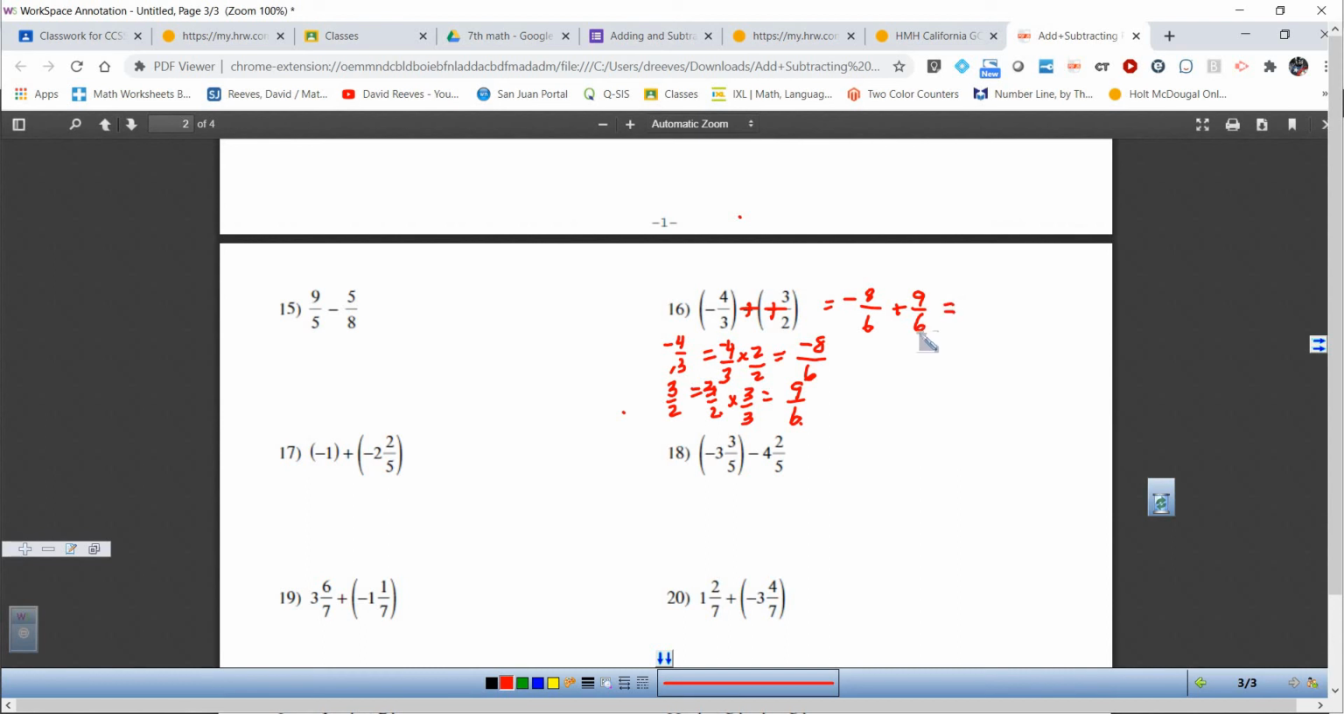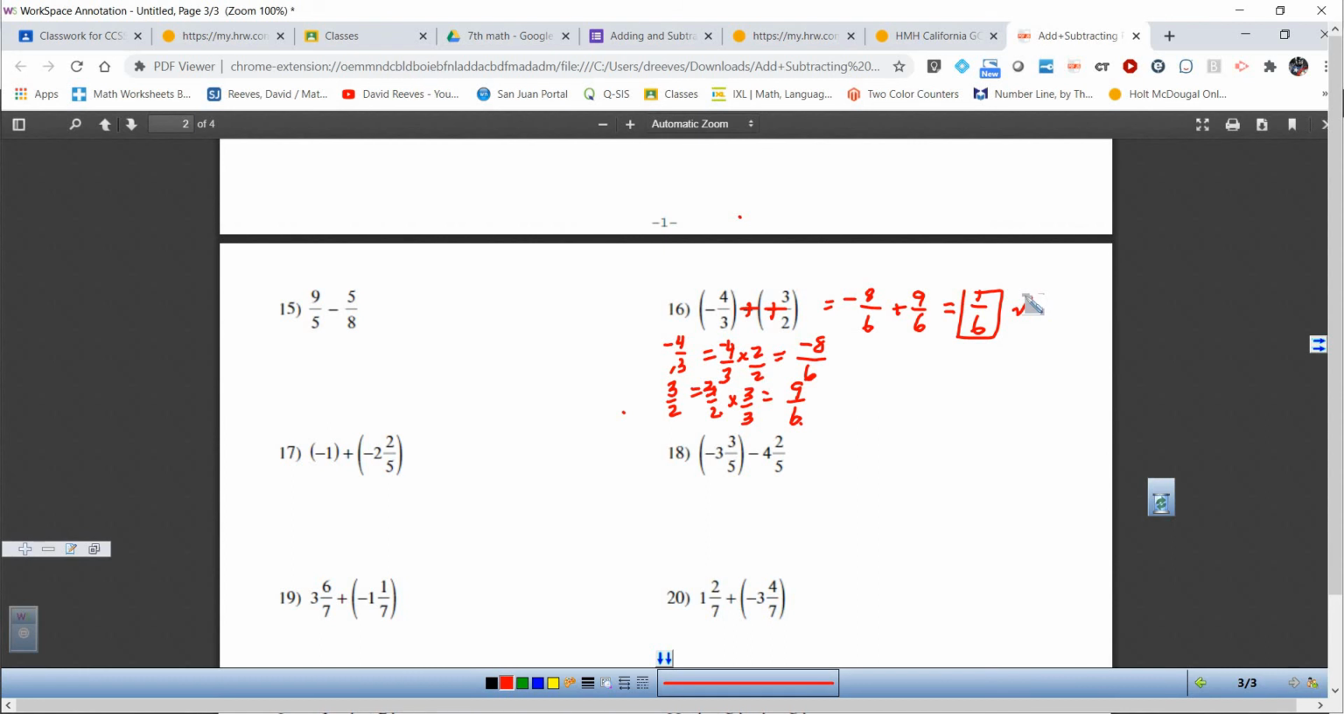All right. And now, again, I have a negative and I have a positive. So I have to ask myself, what do I have more of? I've got 9 positives and 8 negatives. So I have one more positive, and it's 1/6. And there is my answer.